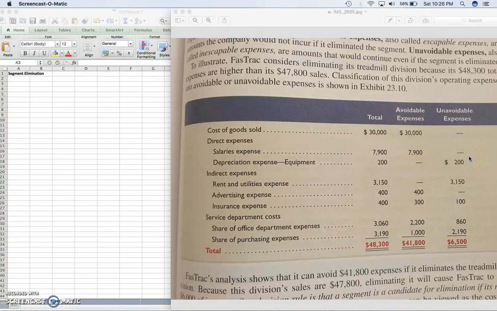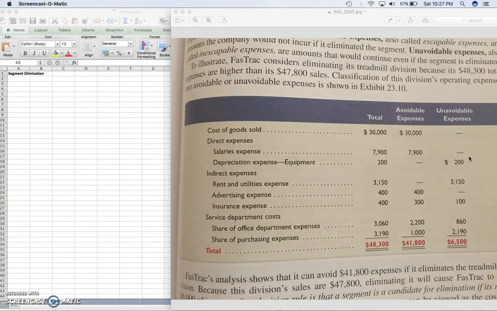So, some other things to think about when deciding whether to eliminate a segment or not is that even if a segment is unprofitable on its own, it could still contribute to the sale of another product, such as if they were selling treadmills, and if they eliminated that, it would take away from the sales of water bottles, for instance. And so they might want to keep around some treadmills, maybe, to keep the water bottles flowing and being sold.